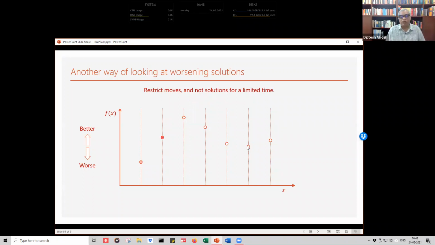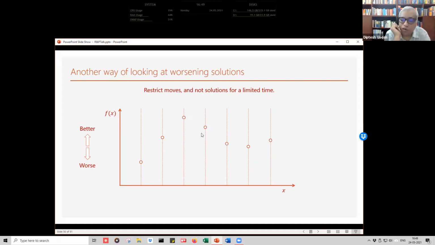Now, even when I do this, what I see is that I have a large number of solutions that I'm storing. Is there any way in which I can even reduce this amount of storage? The way I would do this is very simple. I would not restrict solutions. I would actually restrict the direction of move. So if I am at this point, what are my neighbors? My neighbors are this point and this point. How do I move to this point? I move one step to the left. How do I move to this point? I move one step to the right.